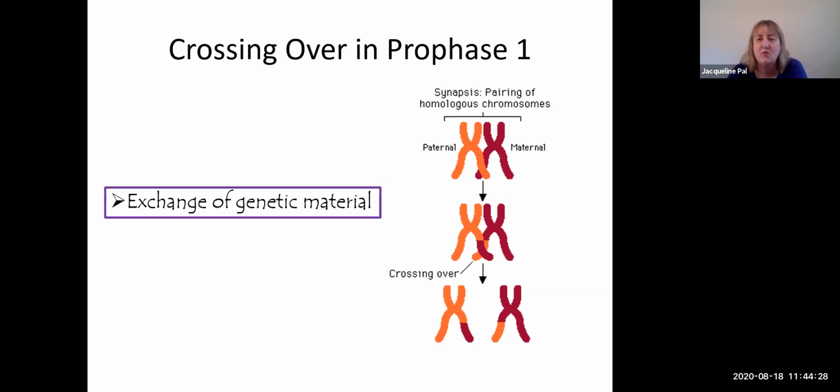Some of the genes that you got from your mom are now on a chromosome that you got from your dad, and vice versa. So now we can tell when we look at the sister chromatids at the end of prophase 1, we can tell that we're in meiosis because this process does not happen in mitosis.